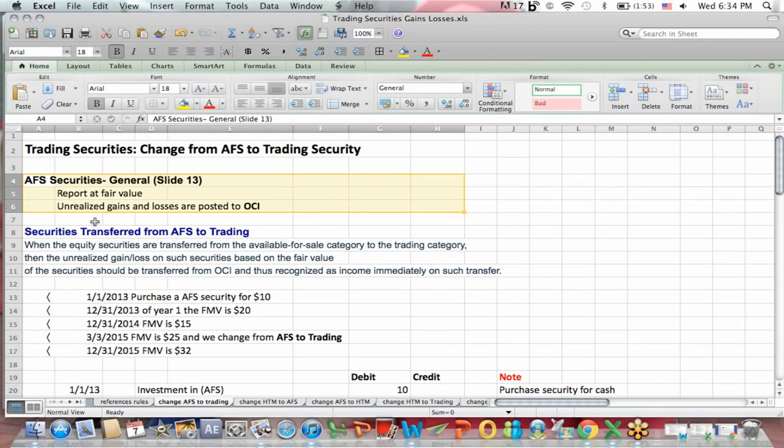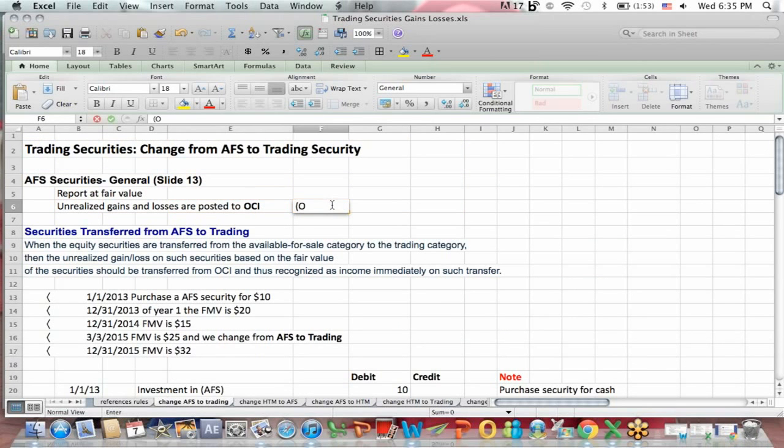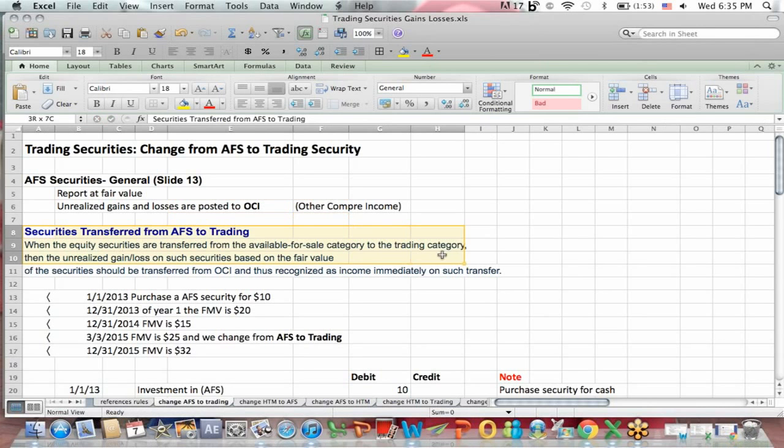The general rule is that available for sale securities are reported at fair market value, and if there's an unrealized gain or loss, it gets posted into other comprehensive income. I'm going to put that in parentheses. Other comprehensive income does not go into the income statement per se. It goes into a separate section of the income statement. So let's talk about what happens when I change from available for sale to trading.